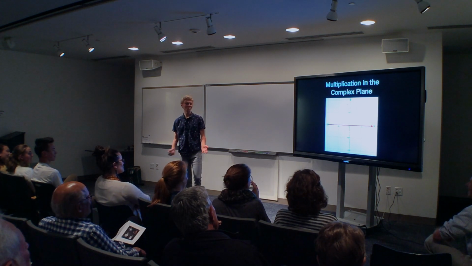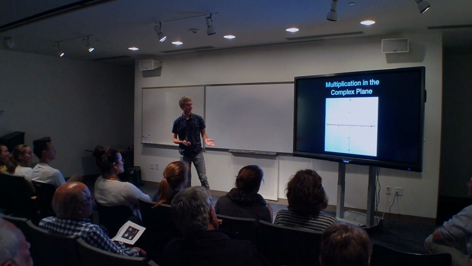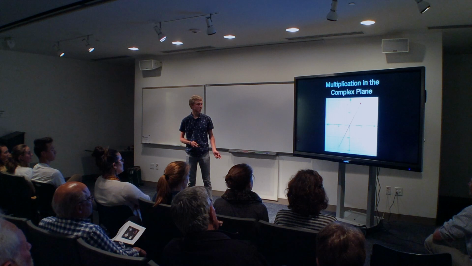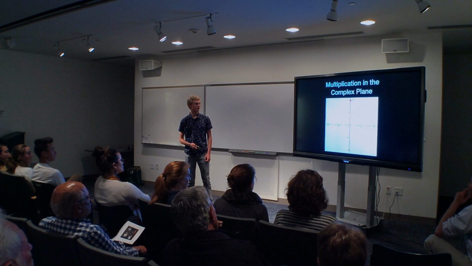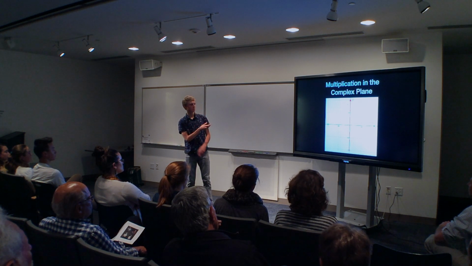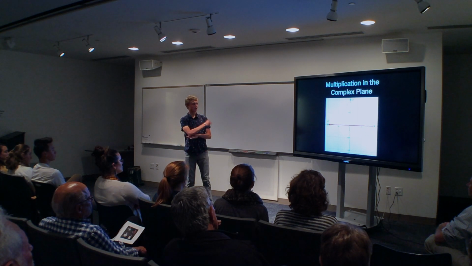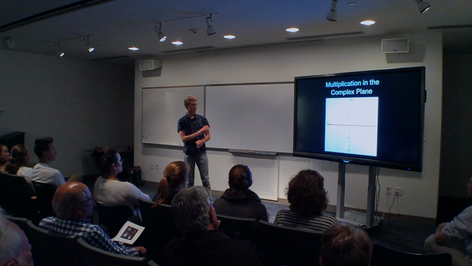So what is multiplication in the complex plane? Well, to start, let's look at multiplication by i. We're going to look at the point i to the 0th power, which is just 1. And then if we multiply by i, we get a 90-degree rotation upwards, which brings us to the point i. And then if we multiply by i again, we get another 90-degree rotation, so we're at i squared.